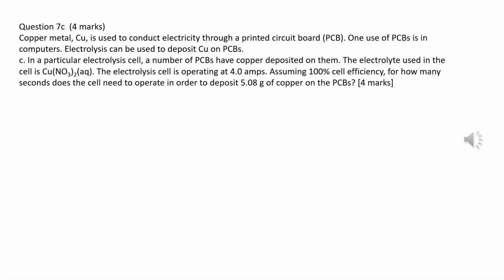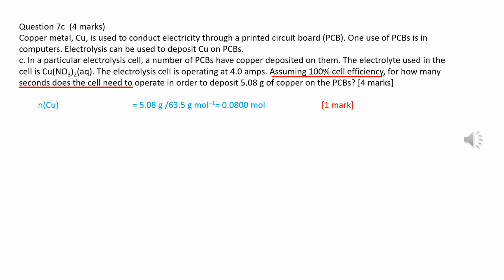Assuming 100% cell efficiency, we calculate the time for depositing 5.08 grams of copper on the PCBs. We know the current and the mass of copper. Using Faraday's law, we can calculate the time step by step. There are 4 steps we should write here.